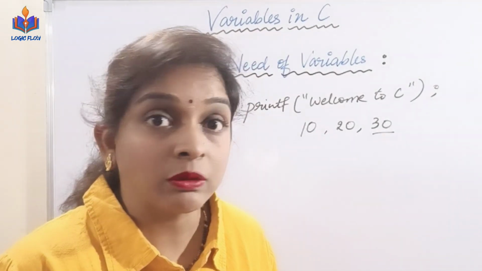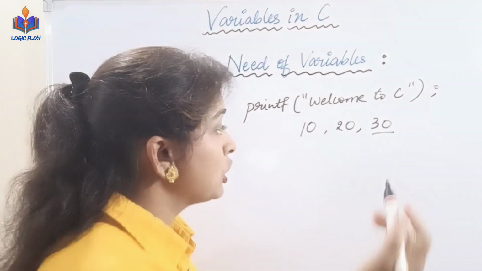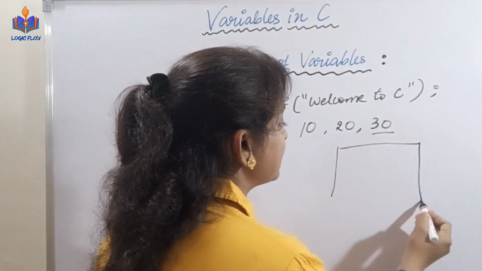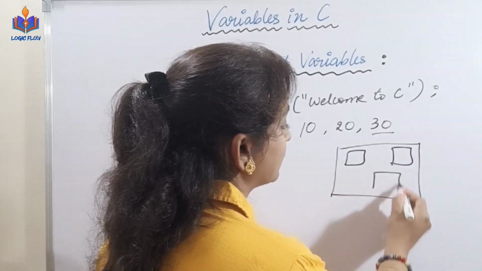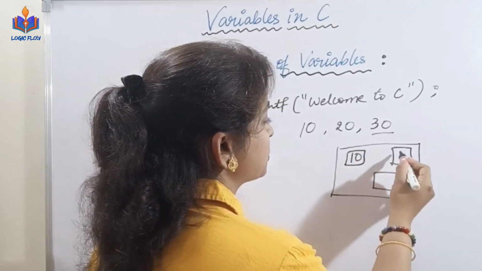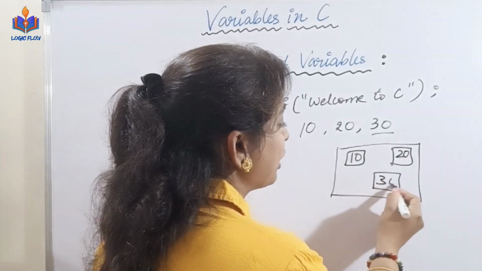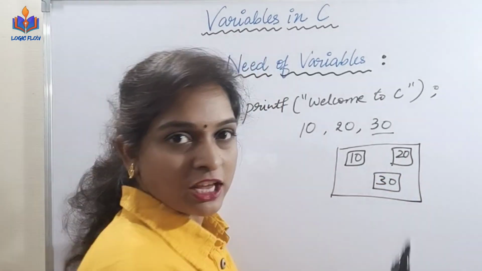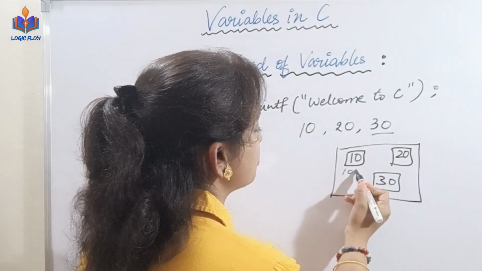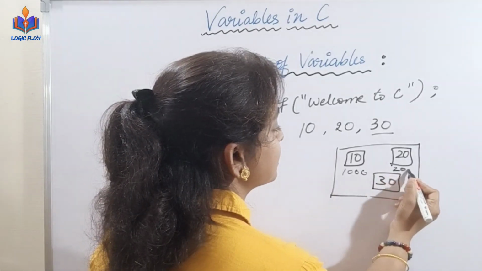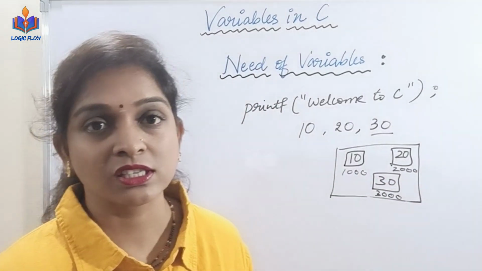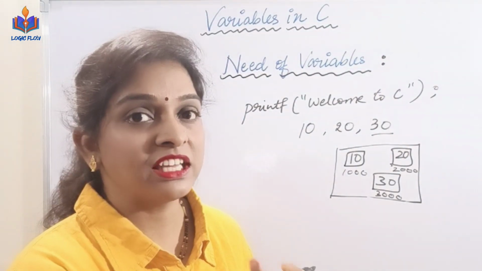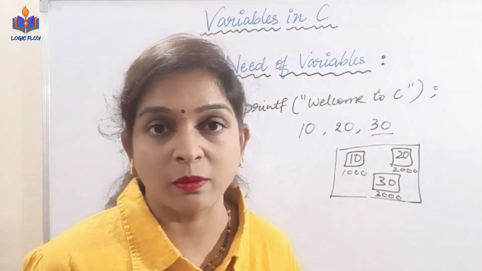So how will the data be stored in the computer's memory? Inside the memory, these values will be stored randomly. Say you have 10 stored here, randomly 20, and you have some address for this. Say for example, the address is 1000 for this, the address is 2000 for this, and the address is 3000 for this. And we have stored these data inside the computer's memory.